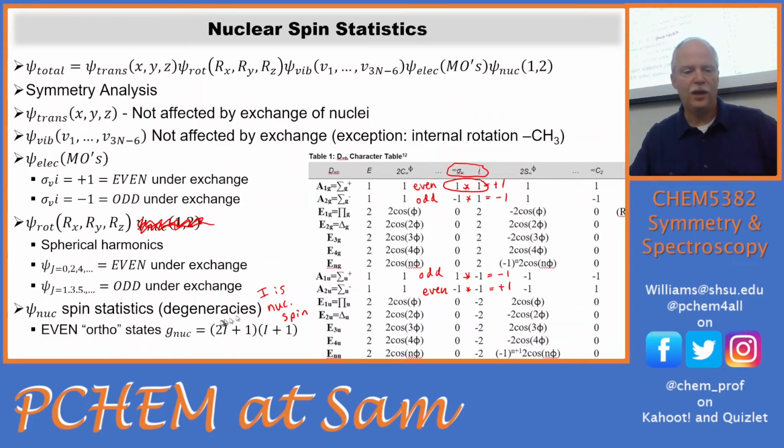And then for the odd states, we call that para, the degeneracy is different. And this is the factor right here that changes the intensities in our system. So let's look at a couple of examples.